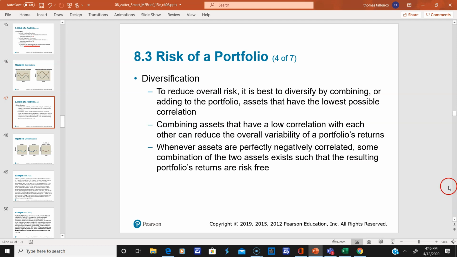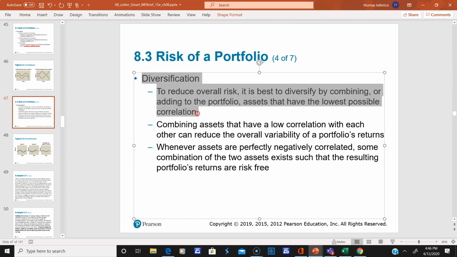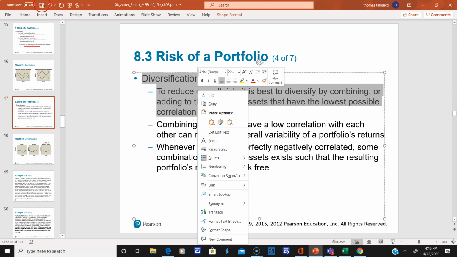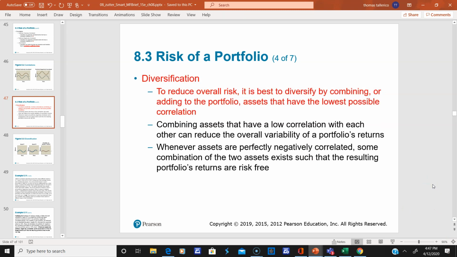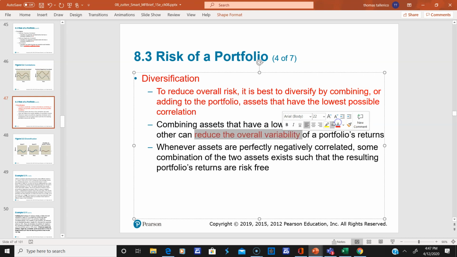All right, so how do you combine this? You diversify, right? And what is diversification? Diversification is reducing overall risk by combining, or adding to a portfolio, assets that have the lowest possible correlation. You want low correlation. And so you're going to reduce overall variability, right? And that's important. You don't want a lot of variability, right?